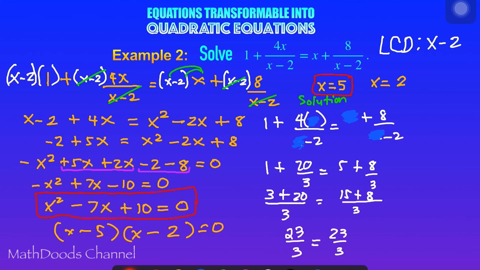Ayan, lahat ng 5 papalitan ko ng 2. So, magiging 2. 4 times 2 is 8. So, ito ay magiging 8 over 0.